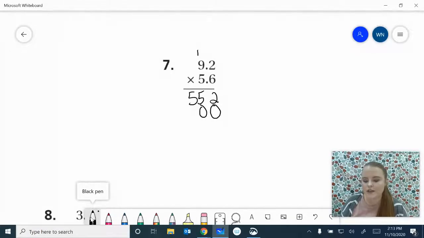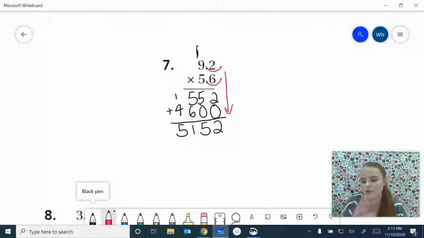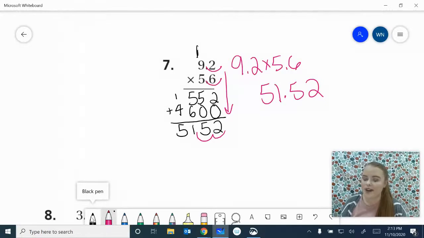5 times 2 is 10. 5 times 9 is 45. Plus 1 is 46. And let's add it up. We've got 2, 5, 5 and 6 is 11. I know that because 5 is a double, so 5 plus 5 is 10. Add 1 more, you get 11. And there's our 5 there. Now let's swoop. We've got 1, 2, drop it down, 1, 2. So 9 2/10 times 5 6/10 gets us 51 52 hundredths. I hope you got that one right. Let's move on.